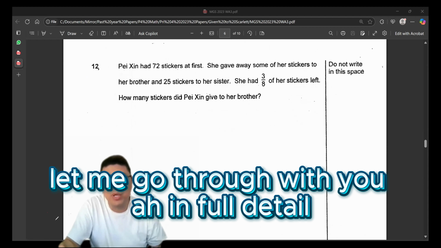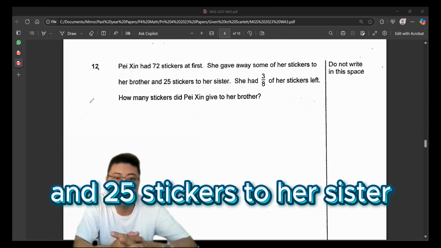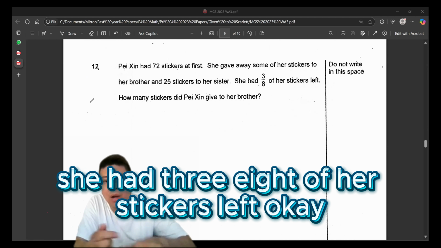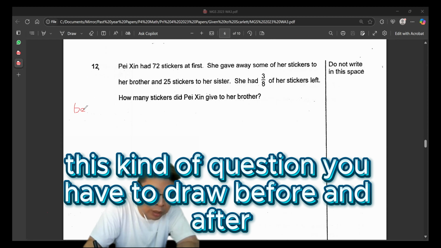Okay, question 12, let me go through with you in full detail. Pei Xing had 72 stickers at first. She gave away some of her stickers to her brother and 25 stickers to her sister. She had 3/8 of her stickers left. Okay, this kind of question, you have to draw before and after.